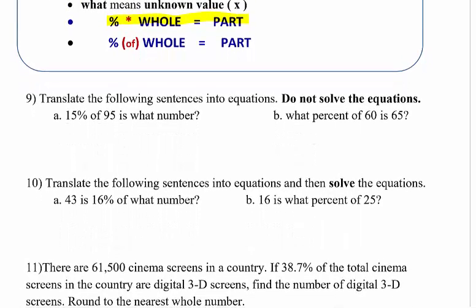So I want you to go ahead and read number 9. Again, pause it, see if you can set it up. Number 9, we're not solving. That's really important that you read carefully. Some of the problems in your homework and your test and quizzes will say just set it up. Some of them will say solve.